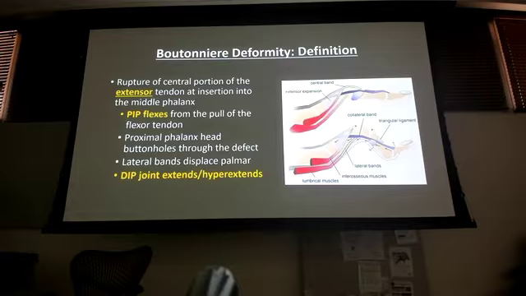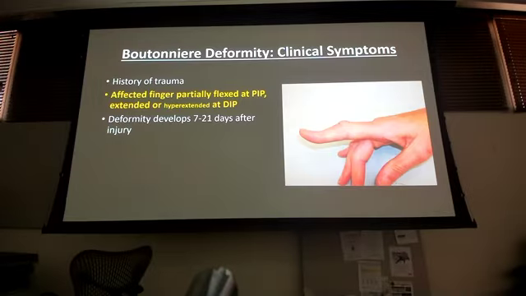The answer is yes. So it will continue to pull, and since it pulls in a dorsal direction, the proximal phalanx head buttonholes through that defect created by that rupture. Again, the lateral bands are still in place. Sometimes those are called collateral bands. They're on either side of the phalanx of the finger itself. Those are still intact, so as a result, the DIP joint extends and/or hyperextends. So that's what you see.